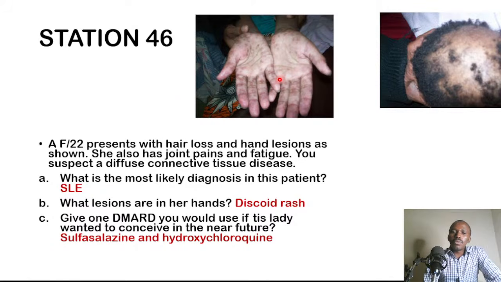Then of course we want to use drugs like sulfasalazine and hydroxychloroquine in the treatment of this condition. Most people could also argue that this patient could have rheumatoid arthritis, because that's a diffuse connective tissue disease, so they could have rheumatoid arthritis. Okay, so I'll leave that up to you to decide whether it's between SLE and rheumatoid arthritis.